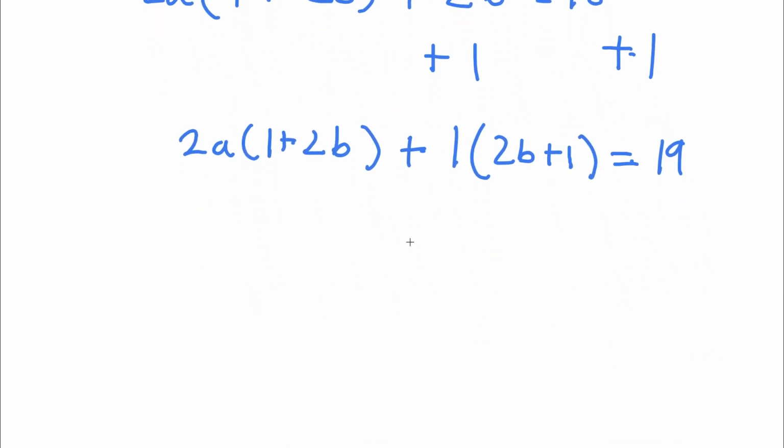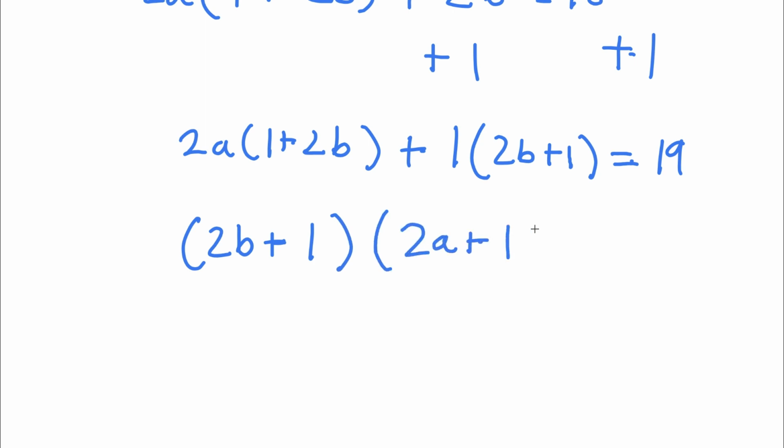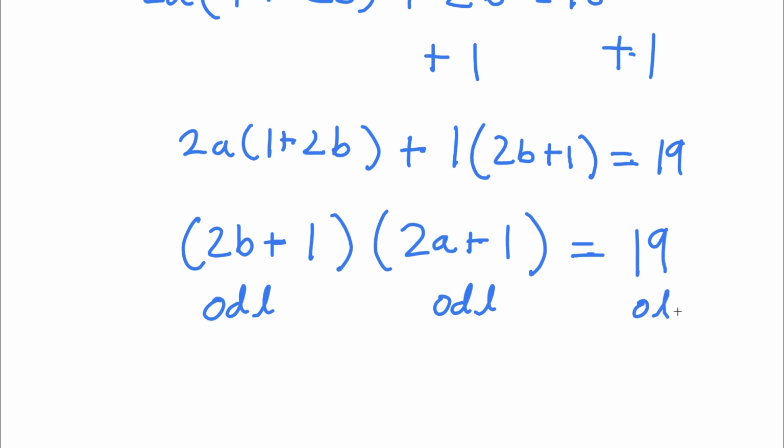Now if I factor out 2b plus 1, I get 2b plus 1 times 2a plus 1. And this is equal to 19. Now notice how both of these are going to be odd. And 19 is also odd as well. Because 2 times any number is going to be an even number, and an even number plus 1 is an odd number. So both of these are going to be odd, and 19 is already odd.